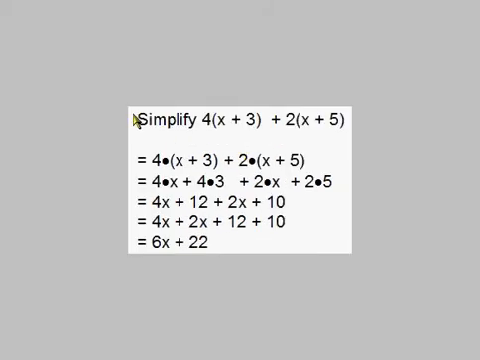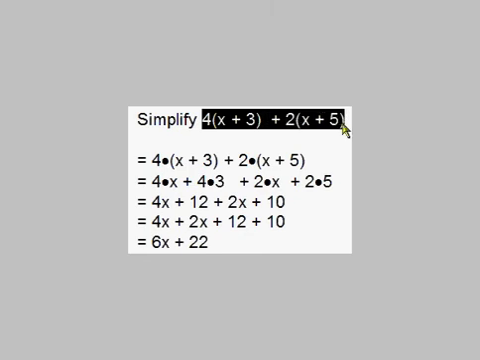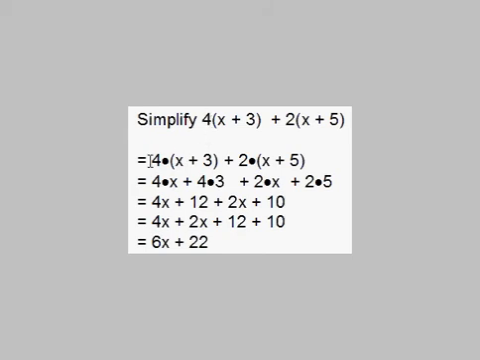We're going to look at simplifying an algebraic expression. We're going to simplify 4 times the quantity x plus 3 plus 2 times the quantity x plus 5. We're going to do this by applying the distributive property and also then combining like terms. The 4 next to the quantity means 4 times the quantity, and the 2 next to the quantity means 2 times the quantity. I put the little multiplication dots in here to indicate that multiplication.